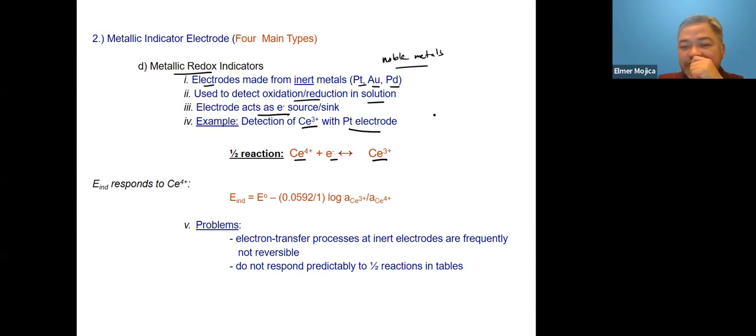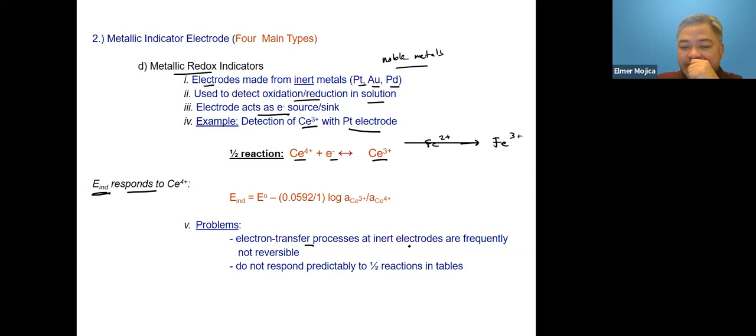So usually we do it using titration. This one reacting with Fe2+. Okay? So the Fe2+ gets converted to Fe3+. And sometimes we use a platinum electrode, but usually we only have one because it's not really commonly used. We use the conductometric electrode instead. Okay? So if you have this type of metallic redox reaction, your indicator potential responds to Ce4+. And it has some problems, especially with regard to the electron transport processes.